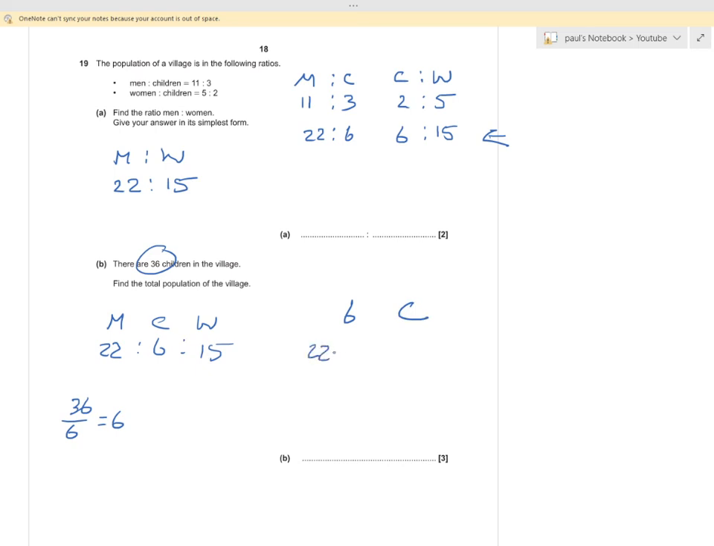and 22 times 6. 2 6s are 12, 2 6s are 12, and 2 6s are 12, 138 men, and 15 times 6 is 6 5s are 30, and 6 6 7 8 9, 90 women. Right? So does that give me the right number? So I've got 138 men, 90 women, and don't forget my 36 children.